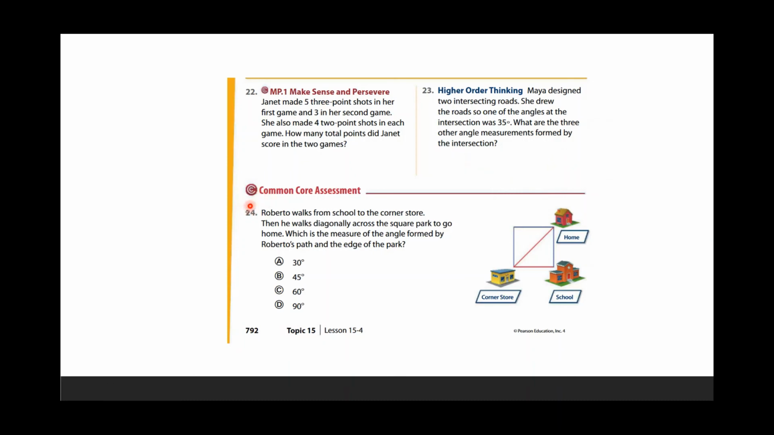Question number 24. Roberto walks from school to the corner store, then he walks diagonally across the square park to go home. What is the measure of the angle formed by Roberto's path and the edge of the park? Now, as you can see here, this is a square. We know that there is a right angle here, right? So when the right angle is divided in half, 90 degrees divided in half, what will be your answer? 30, 45, 60, or 90?